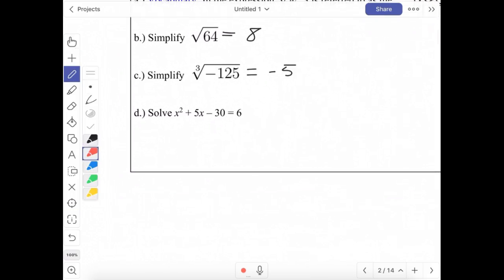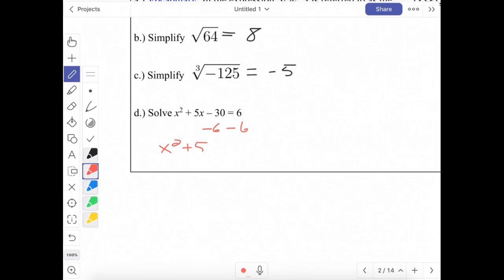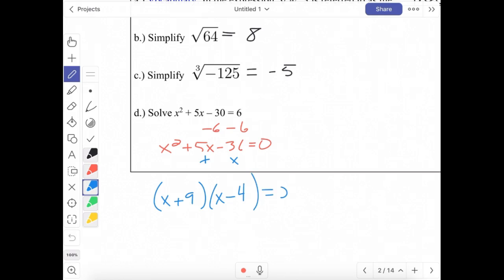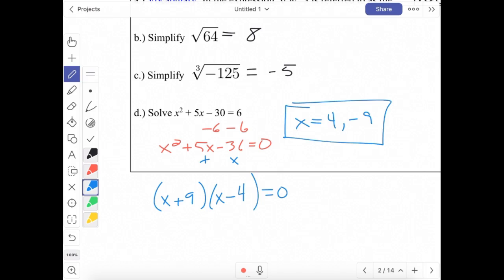So in order to solve, I am going to subtract 6 from both sides. So we have x squared plus 5x minus 36 equals 0. And then what multiplies to get negative 36 adds up to get positive 5? That would be x plus 9 and x minus 4 equals 0. So then the actual roots, or the zeros, would be x is equal to 4 or negative 9 if you solve for each of those. Okay?